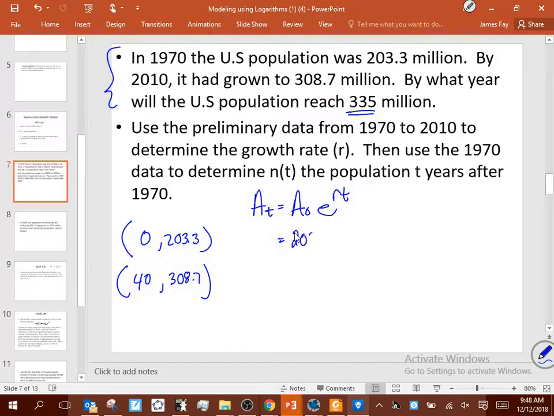203.3. Can I go 203.3 right there? E, R, I don't know. That's what we're looking for. We're looking for a growth rate. Okay? And we know it's a growth rate because it's increasing, right? If it was decreasing, the growth rate would be negative. It would be kind of like that half-life problem.